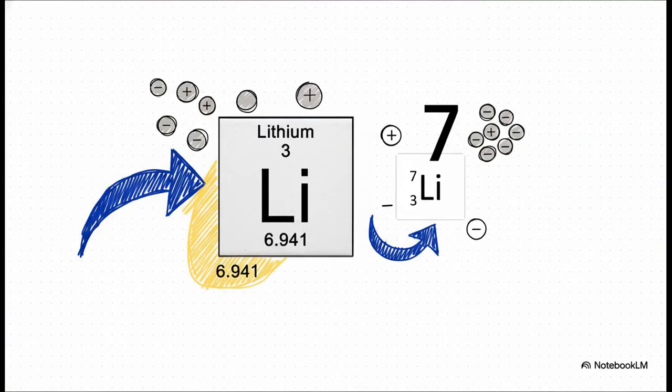Let's use lithium to see how this works. On the left, the periodic table tells us lithium's atomic number is always 3. But notice the mass, 6.941. That's actually an average of all the lithium isotopes found in nature. To describe a specific isotope like the common lithium-7 over here on the right, we use the mass number, which is just the total protons and neutrons. So here, the top number is the mass number, 7, and the bottom is the atomic number, 3.